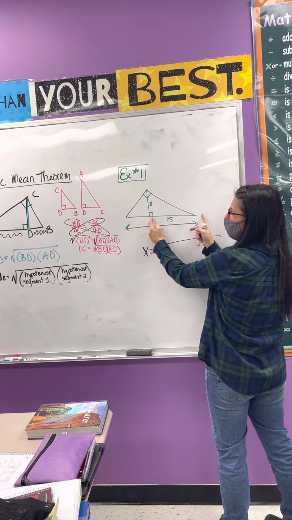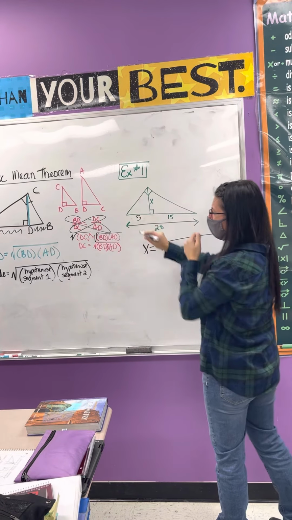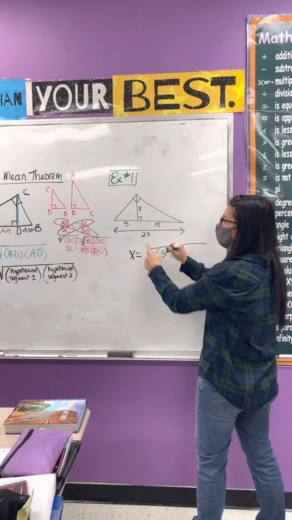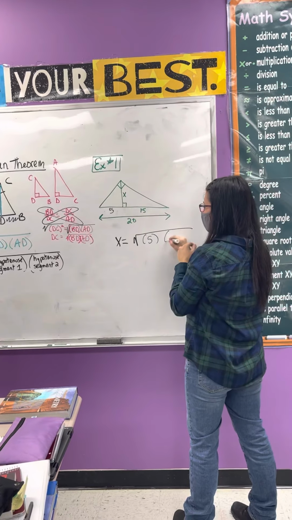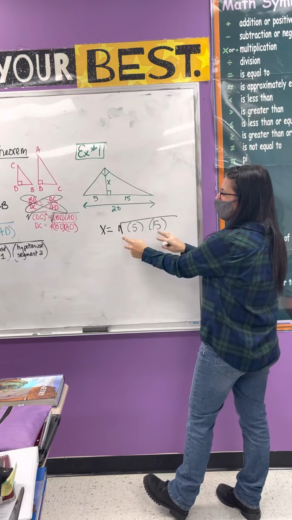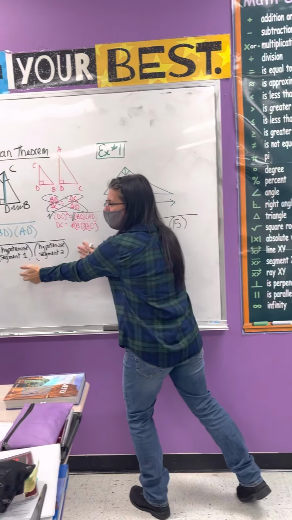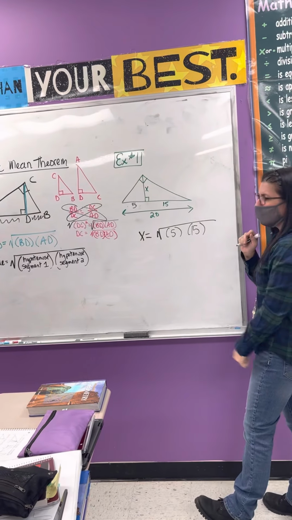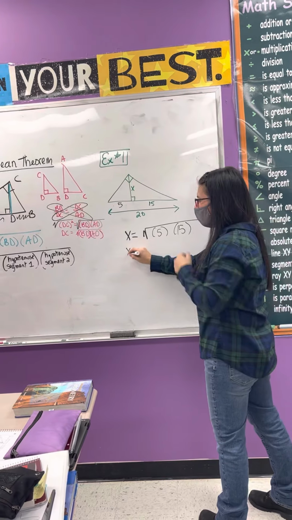Good, I hope you see this. If this is 20 and this is 15, this must be 5. So the two hypotenuse pieces are 5 and 15. I hope you see how this directly relates to this. This is how we got it. 5 times 15, what does that give me?